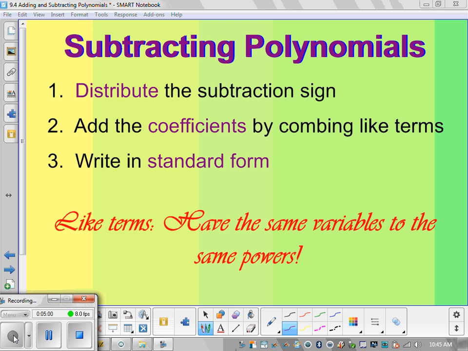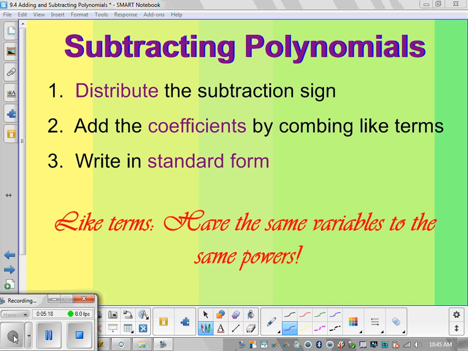Now we're going to take a moment and look at subtracting polynomials. The only thing that is different is the first step. We will need to distribute that subtraction sign, which is like a negative, to the second polynomial. After we do that, the rules will be the same as in adding.